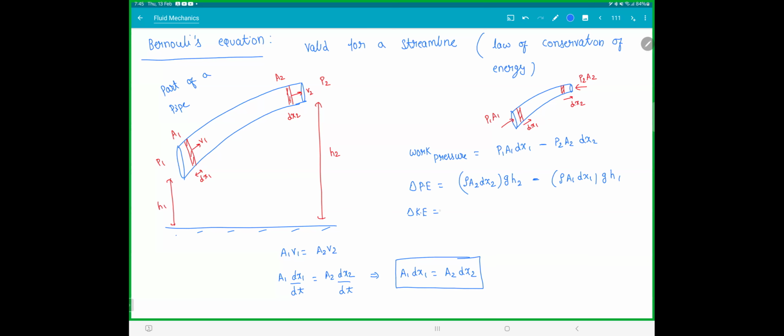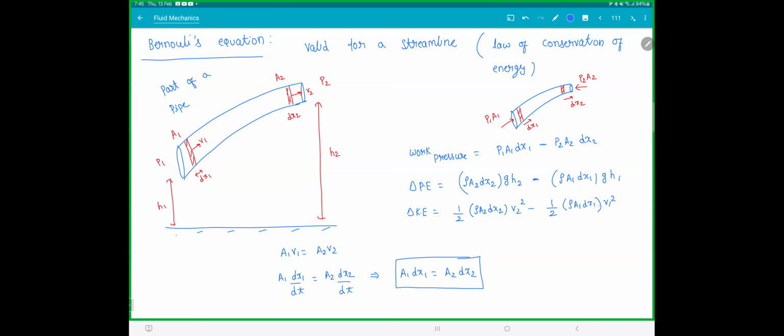Change in kinetic energy is half m rho a2 dx2 v2 square, half m v2 square, minus half m, that is rho a1 dx1 v1 square. So when the liquid goes from point 1 to point 2, there's a change in potential energy, there's a change in kinetic energy, and there's a work done by pressure. Now using work energy theorem, what is work done by external force? Change in potential energy plus change in kinetic energy.